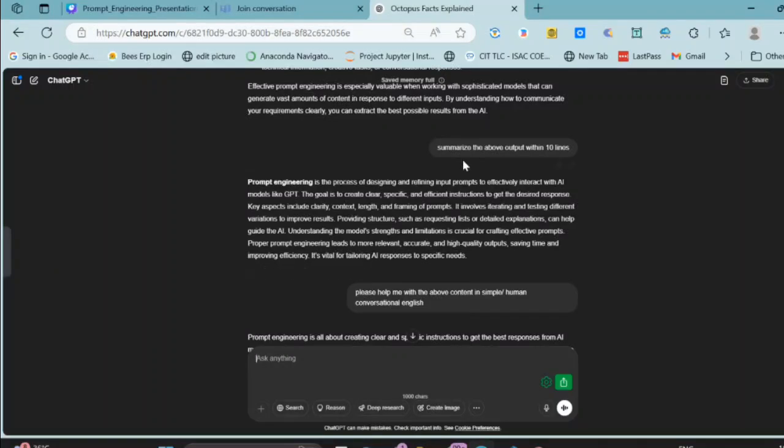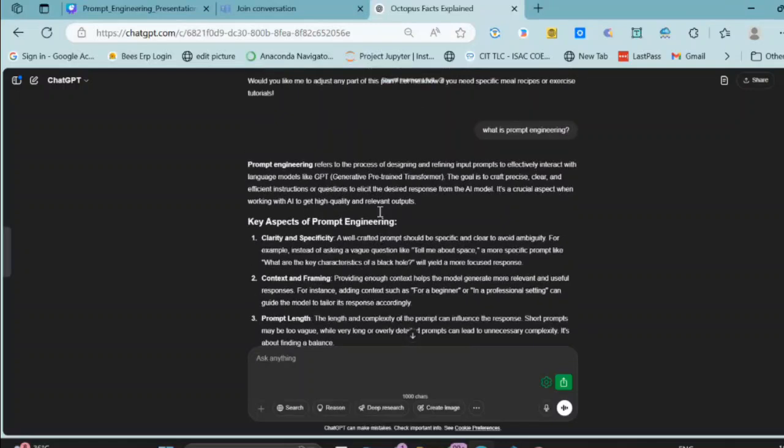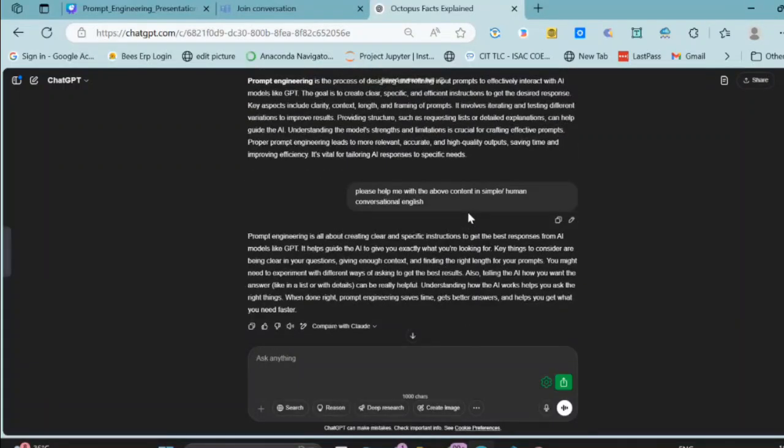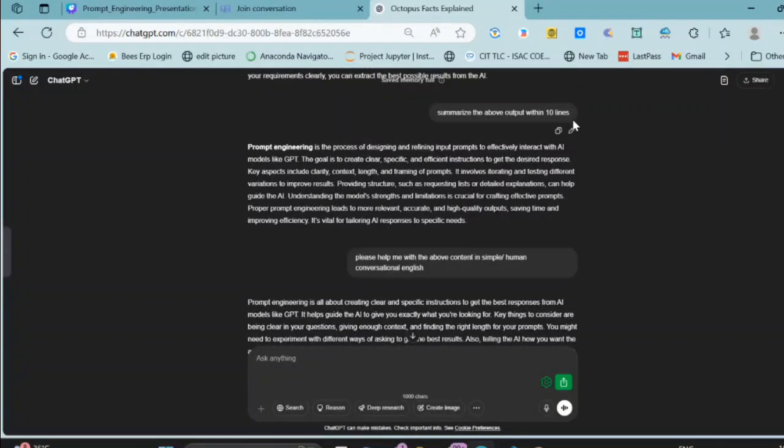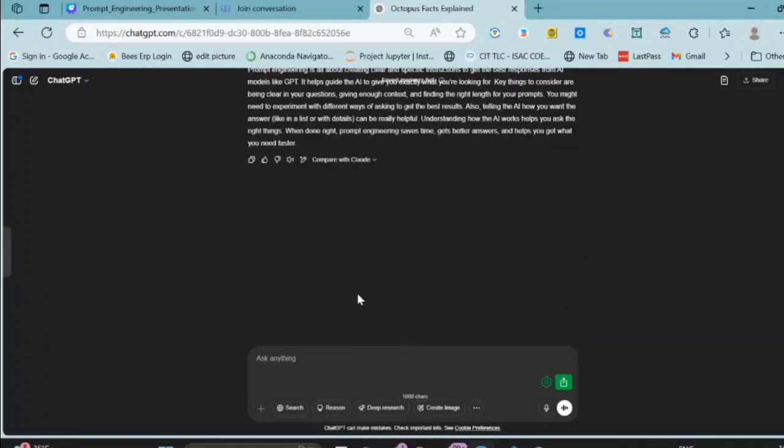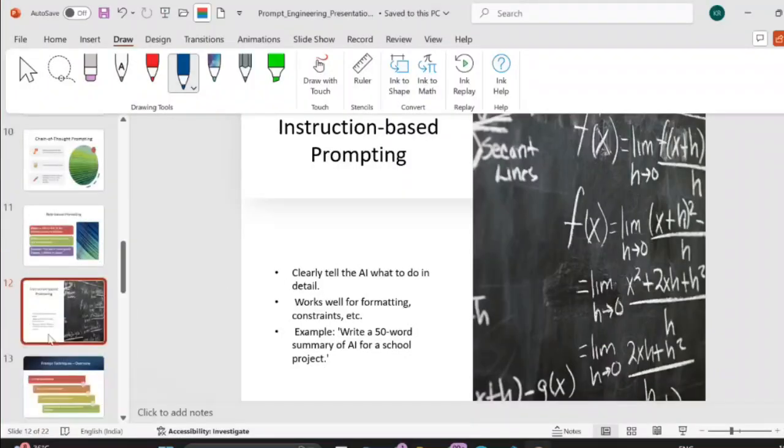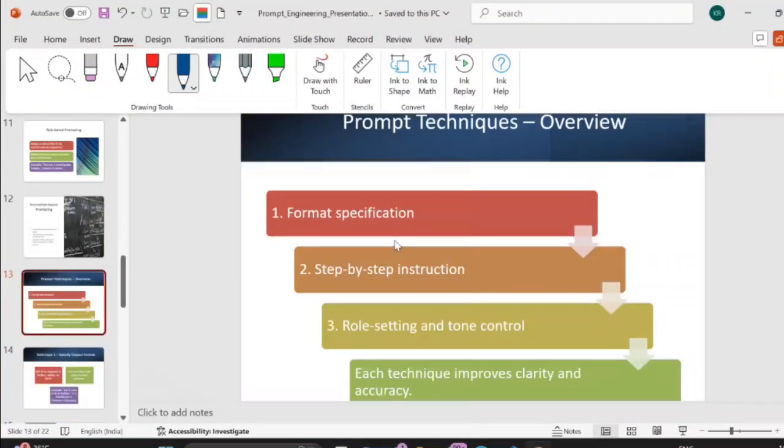So just check the difference while you are summarizing the content. Prompt engineering is the process of designing and refining input prompts to effectively interact with AI models like GPT. The goal is to create specific, clear, efficient instructions to get a desired response. Key aspects, everything. So now we instructed the AI to give specific content within 10 lines, in simple English. Okay. So when we mention the instruction, it will definitely give us the best output. It is nothing but instructing.